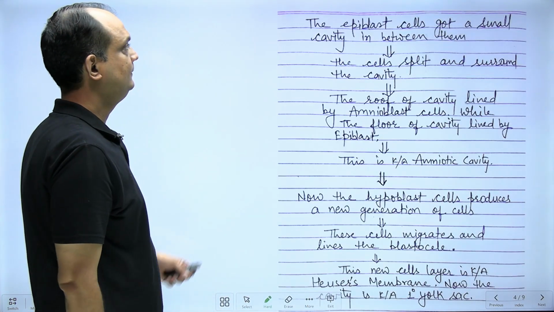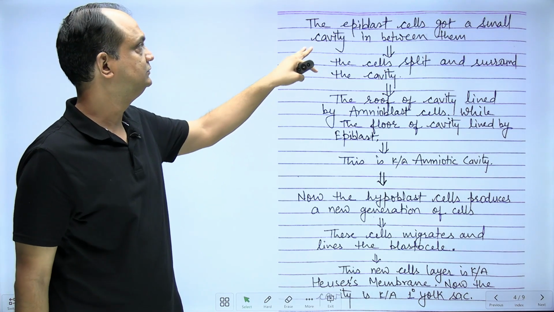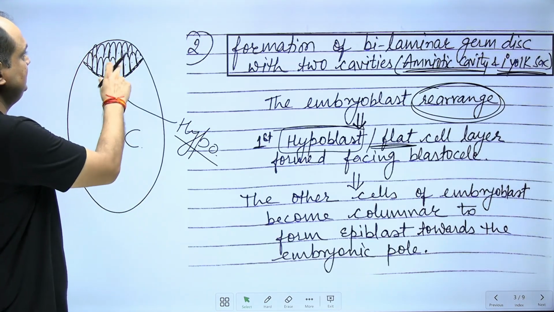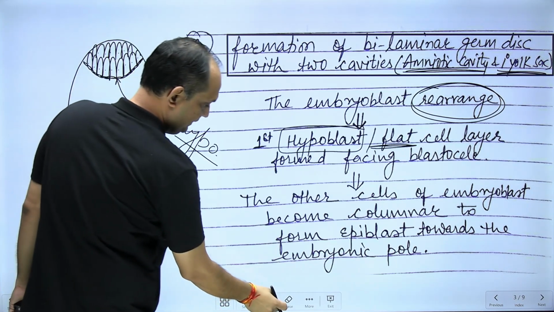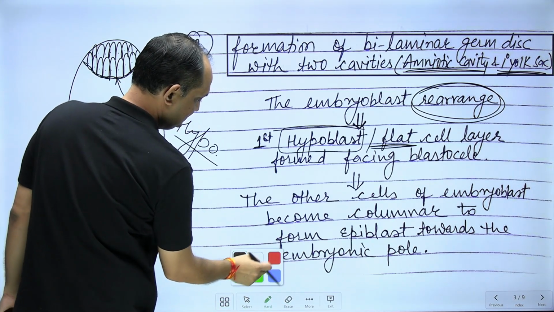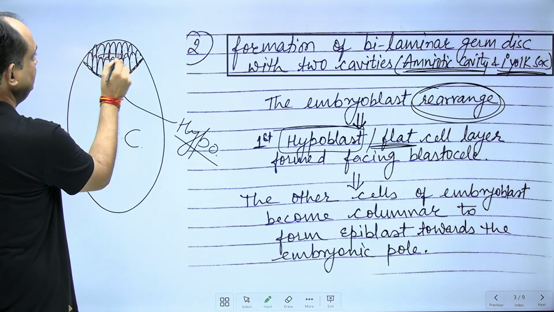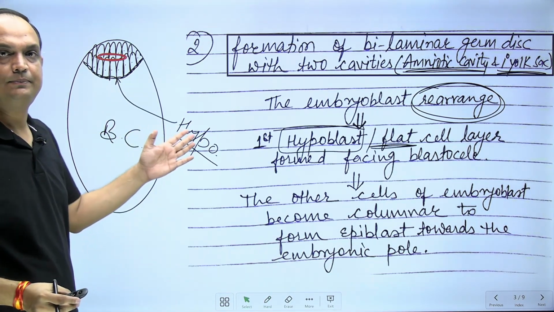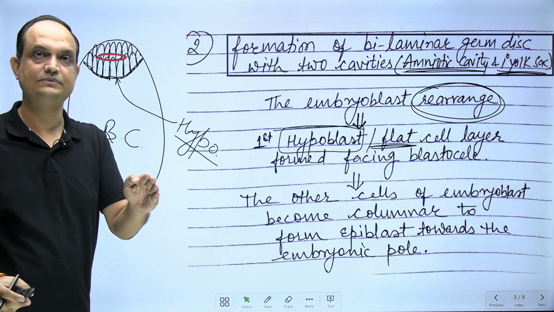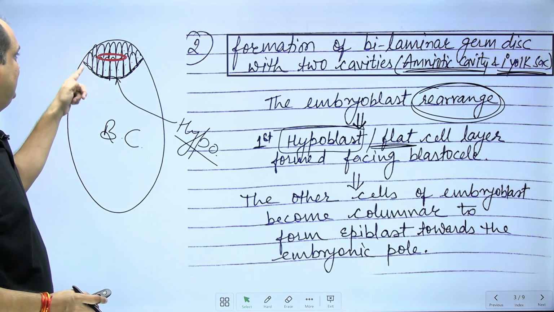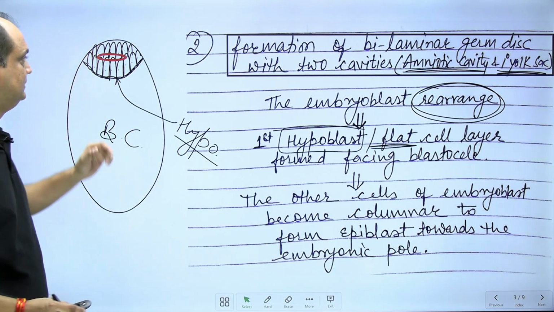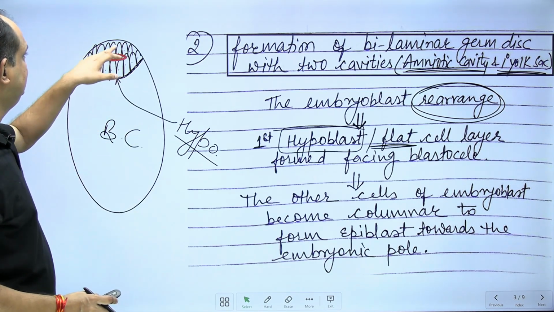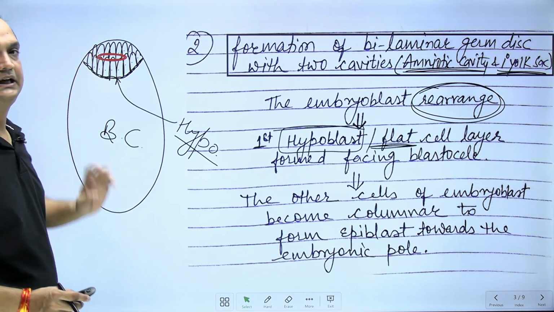So what will happen? The epiblast cells get a small cavity in between them. Means when you see this epiblast layer, between the epiblast cells there is an appearance of a small cavity here. Clear? So what is the first step? The embryoblast cells rearrange themselves. First they form a flat cell layer, known as hypoblast. Then they form a columnar cell layer, known as epiblast. In between these columnar cells there is an appearance of the cavity.